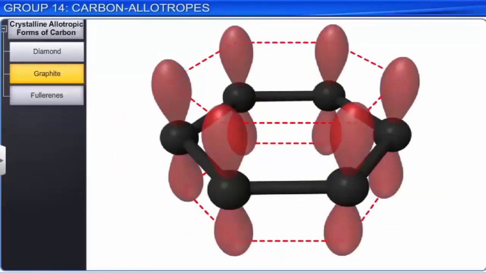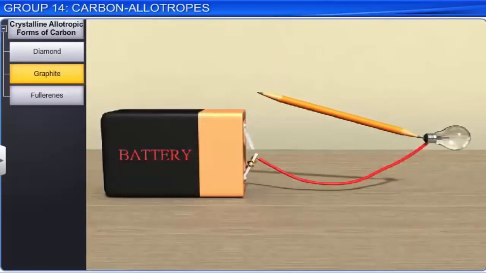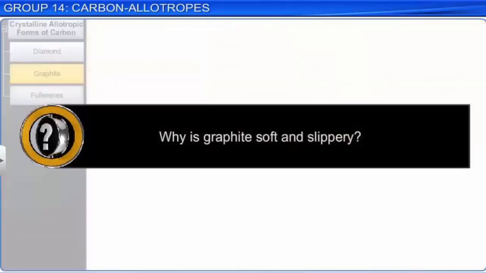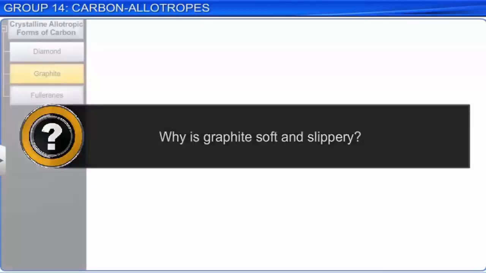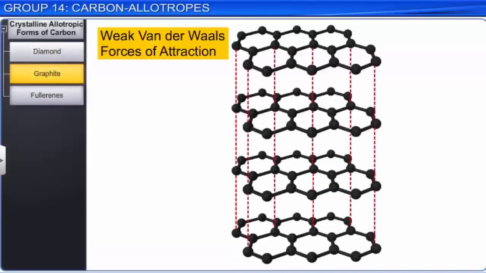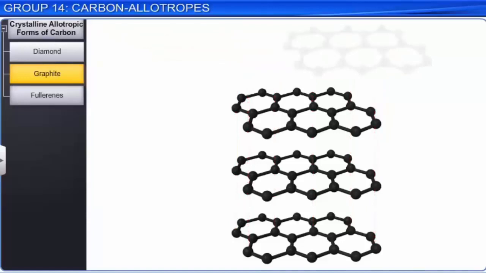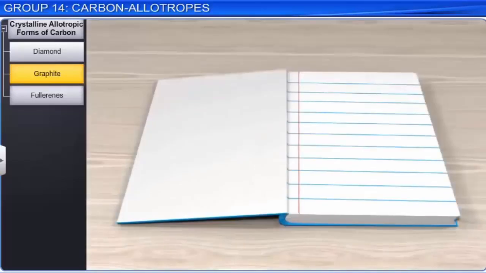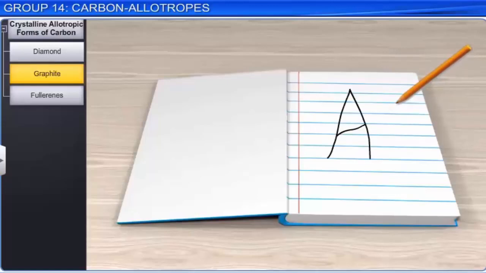The electrons involved in the pi bonding are delocalized. This means that they are free to move, and thus graphite is a good conductor of electricity. Try to answer this question on your own before proceeding. Why is graphite soft and slippery? The layers in graphite are held together by weak van der Waals forces of attraction. Thus, the layers slide over each other and break off easily. When you take notes with your pencil, you leave layers of graphite behind on the paper.